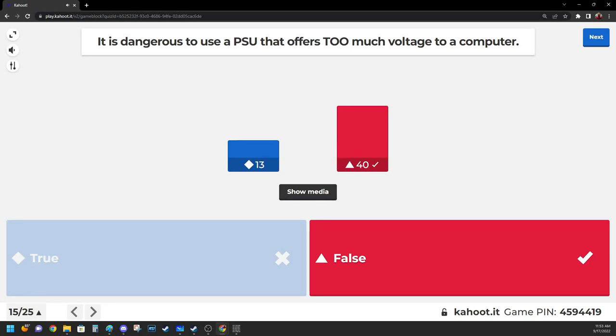Correct. It is false. Remember, the components will pull what they need. So if you put a 10,000 watt power supply on a little computer, it's not going to Thor it into the ground with a bolt of lightning. The components will just pull what they need or what they can use from that available power.